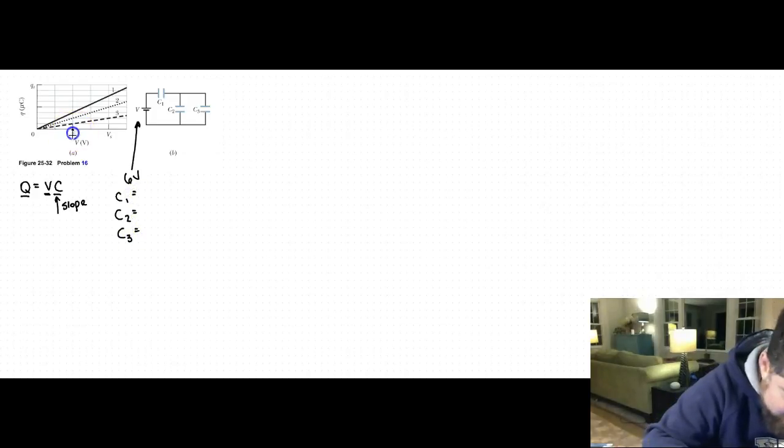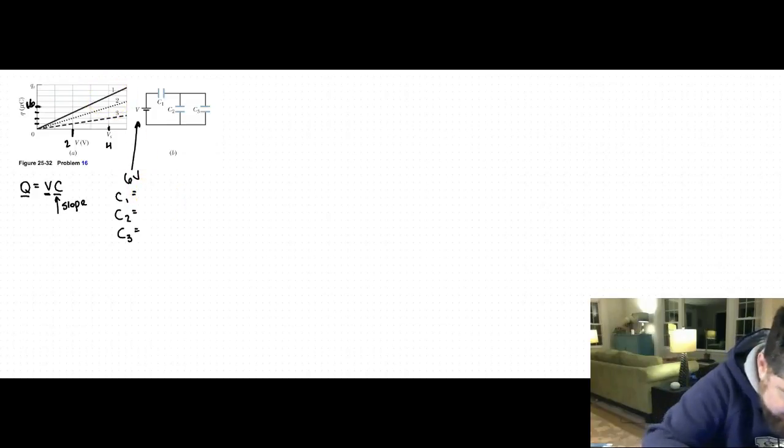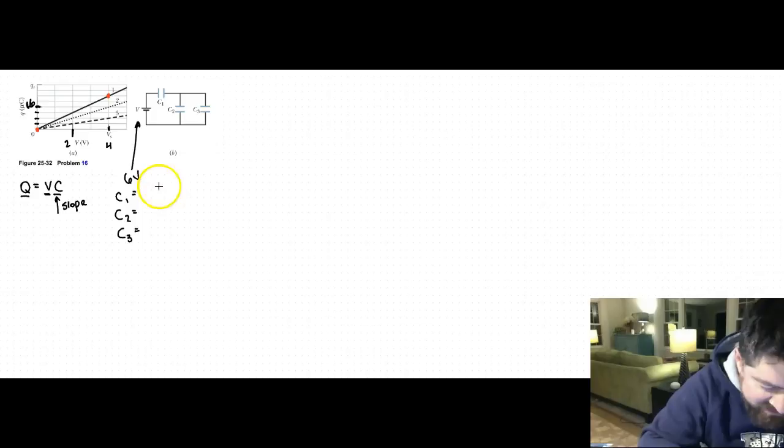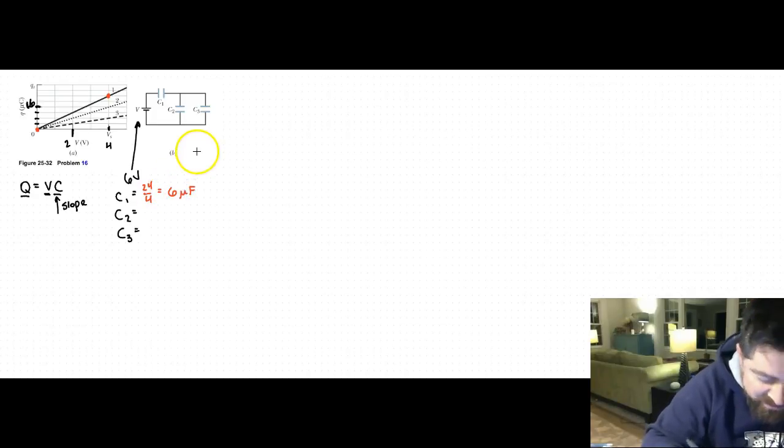The scale here, that's 2, and that's 4, and this is 16. So that means that each one of these lines is 4. So when I look at line 1, I'm going to focus my attention on that point right there. Since the y-intercept is 0, I can just take that ordered pair. The change in y is going to be 24, and the change in x is going to be 4. So 24 over 4 is going to be my capacitance, which gives me 6 microfarads. Notice that the scale on my y-axis is microcoulombs, so therefore my capacitance is microfarads.